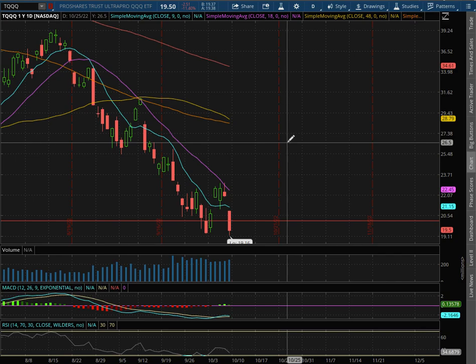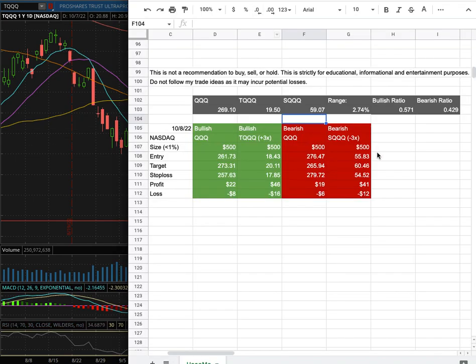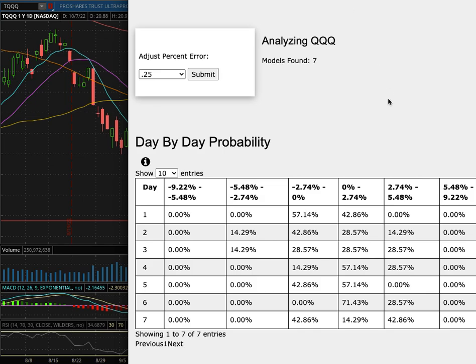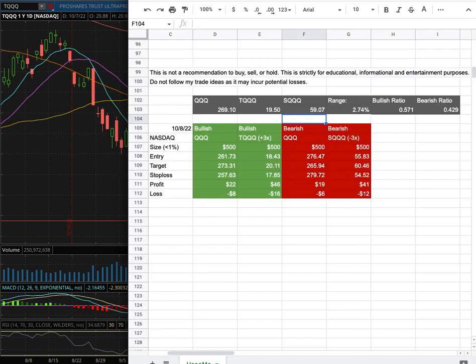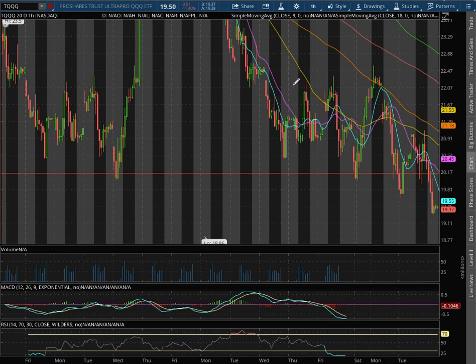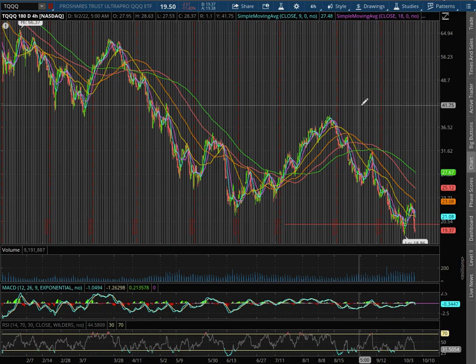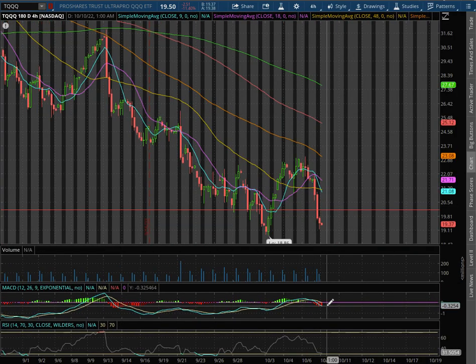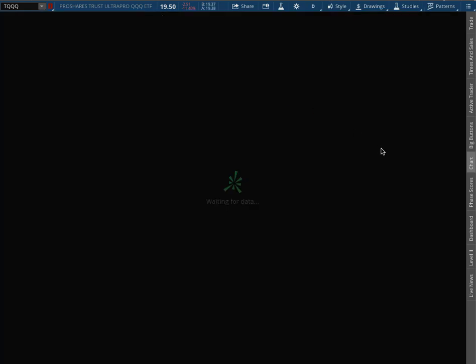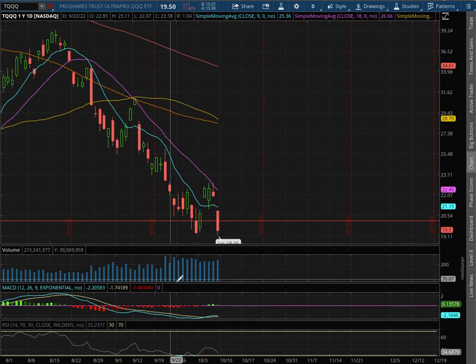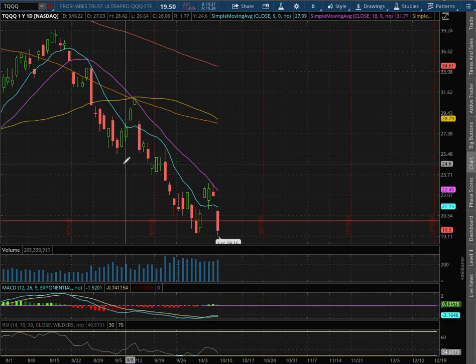TQQQ and SQQQ. In this video, I'll be going over my trade idea of the week and the day-by-day probability model. So let's start off with the technical analysis on the 1-hour chart. We are in negative MACD. We're at oversold levels with the RSI. With the 4-hour chart, we remain in negative MACD and approaching oversold condition with the RSI. As we extend that further to the daily chart, we are in negative MACD, seeing signs of a divergence there.